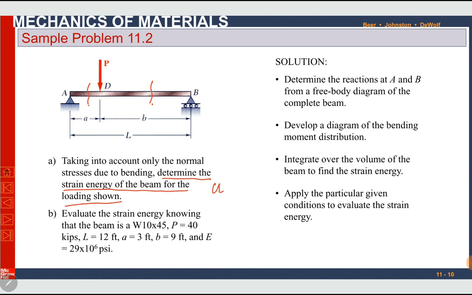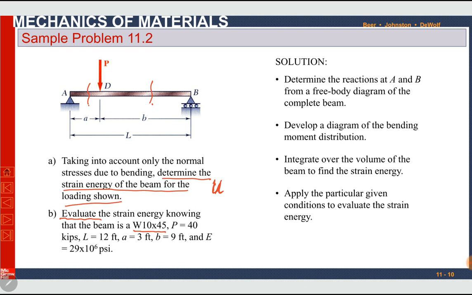In part B, what is asked? Evaluate the strain energy. In the previous case, we were asked to determine strain energy, so it will be a general expression for strain energy. In part B, it will be a numerical value of strain energy U by putting the corresponding values of length A, B and E. It is a W10x45 beam, so we will use the appendix table from the book to find the value of I for this beam. Okay.